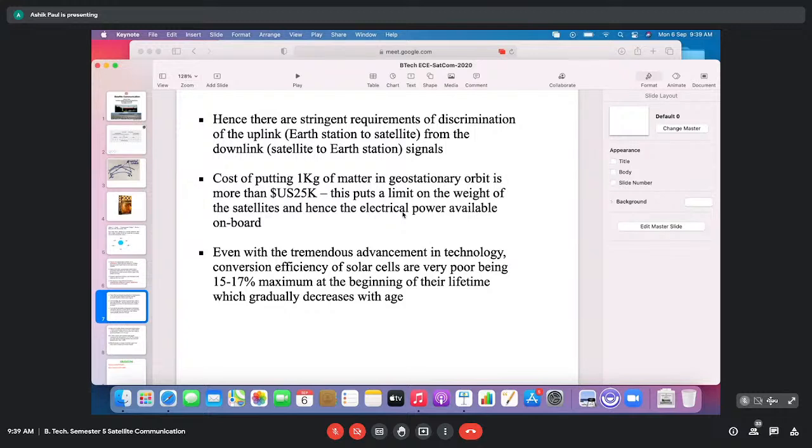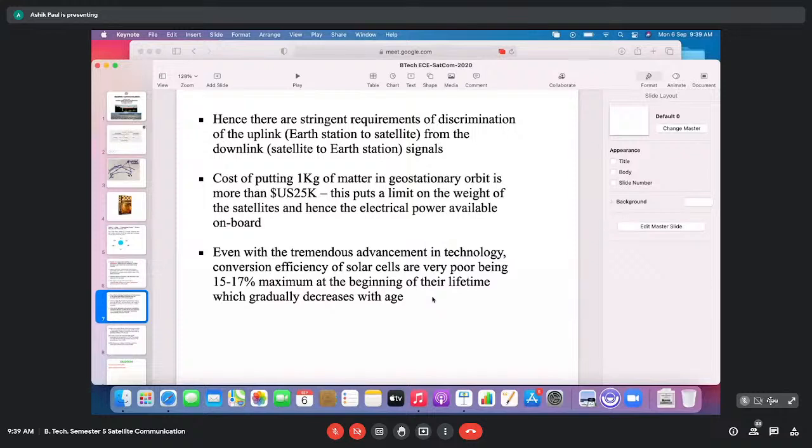And with the gradual passing of time, with the gradual aging of the solar cells, their conversion efficiency further decreases. So we are beginning with a system which is wasting more than 80% of the incident solar radiation. And that wastage gradually increases and may become 90 to 95% after some years.